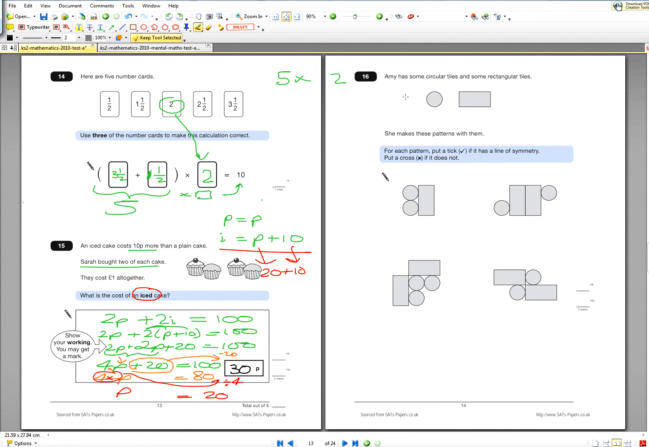Okay, question number 16. Amy has some circular tiles and some rectangular ones. She makes these patterns with them. For each pattern, put a tick if it has a line of symmetry.